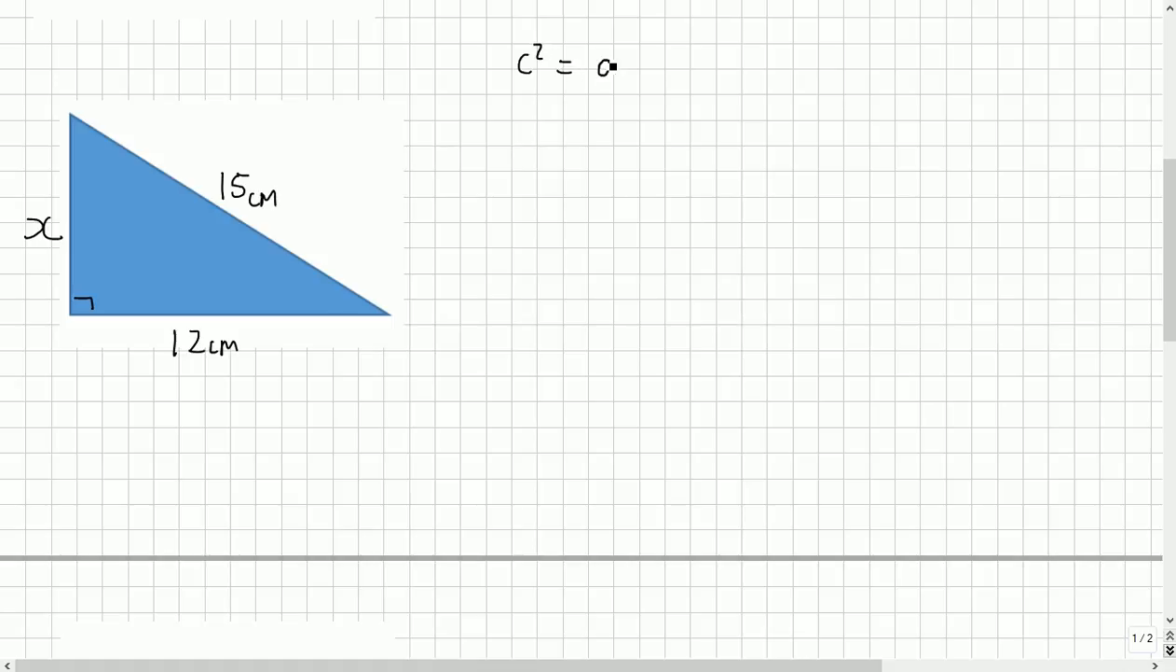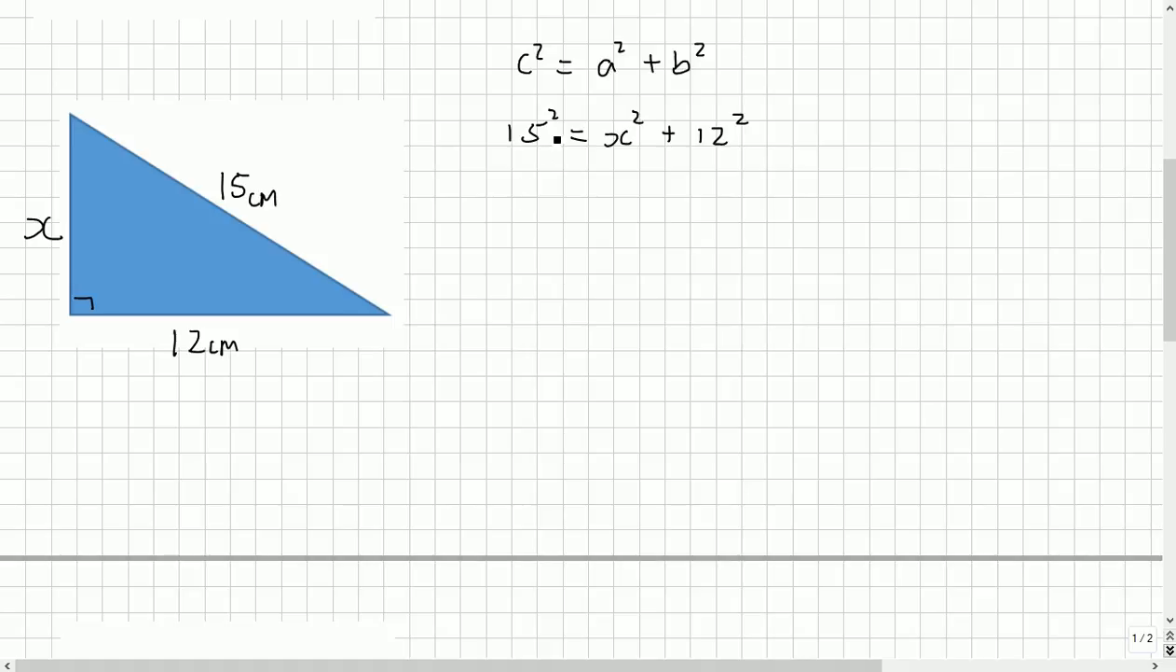Write it out. C squared equals a squared plus b squared. Then we've said already that the hypotenuse, or the c, is 15, so that needs to be 15 squared there. And a squared is going to be this side over here, x, so that becomes x squared, and b is going to be 12, so that becomes 12 squared. From now on, we're just following the rules of maths. We're going to do the indices first, before we worry about the addition.